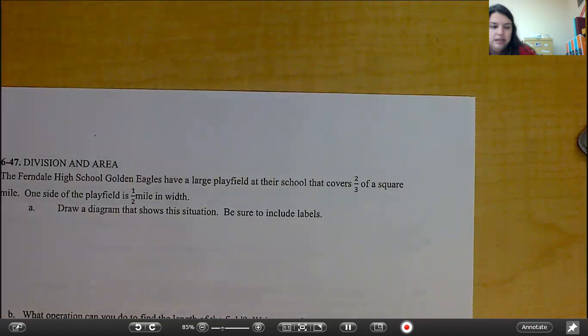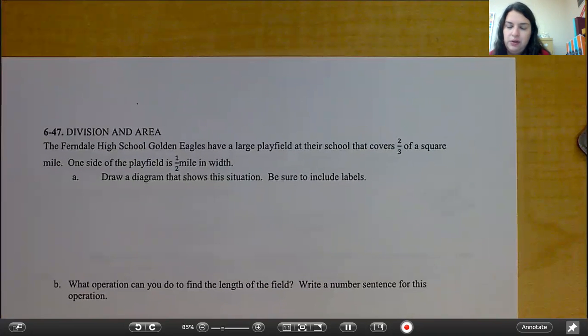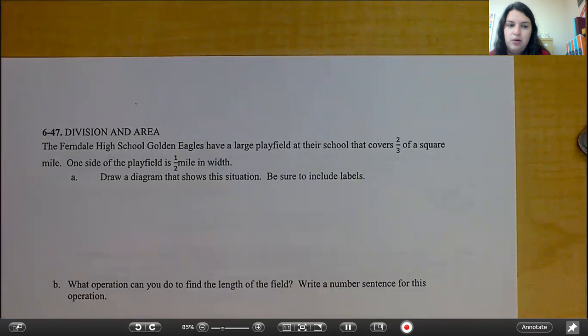Let's take a look at 647, division in area. The Ferndale High School Golden Eagles have a large play field at their school that covers 2/3 of a square mile. One side of the play field is half a mile in width. Draw a diagram that shows this situation. Be sure to include labels.